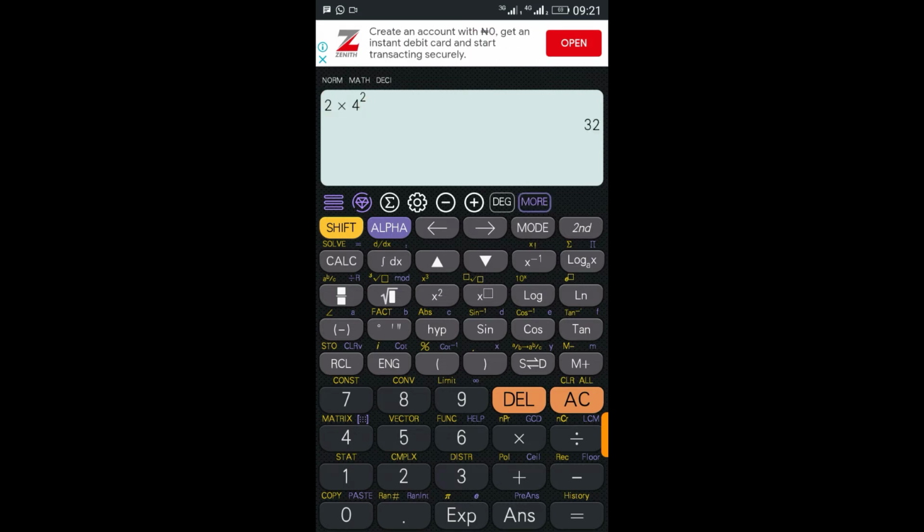Our answer is 32 divided by 2. Our answer is 16.